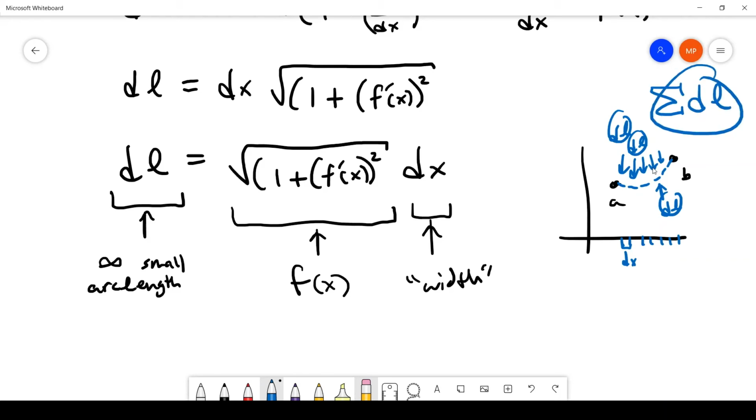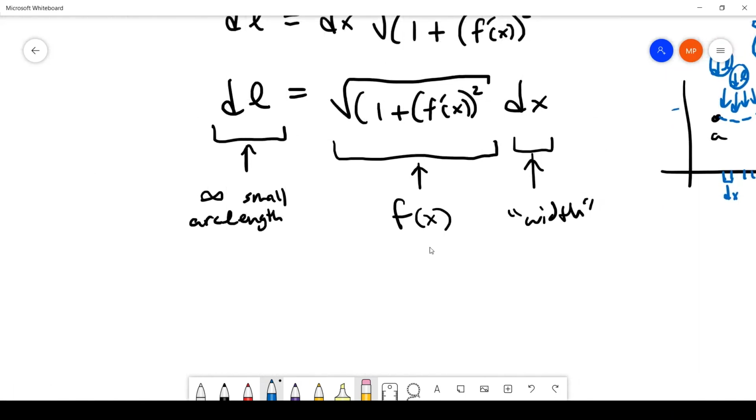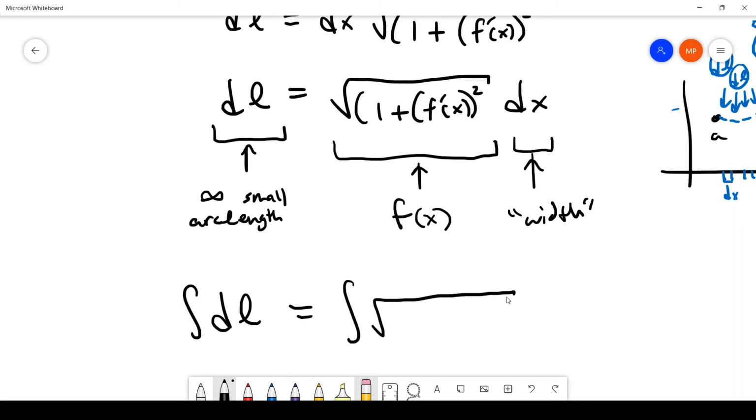And what exactly are we doing with this? We're creating the Riemann sum. And how we define the Riemann sum is with the integral. And so that's where our integral is going to come from. So we're going to take the integral of dL is equal to the integral of our f of x term here, the square root of 1 plus f prime of x, that term squared, dx.